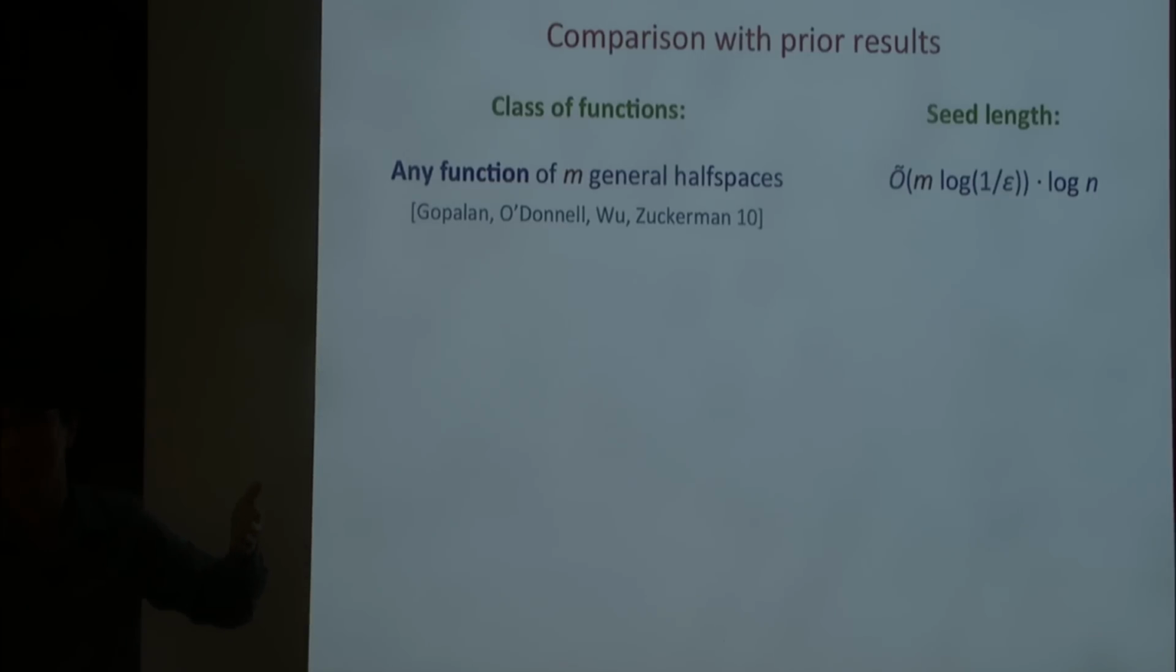Since a single variable is a half space, you cannot hope to do better than m. So that's like a lower bound. So this is a nice result. It's a broad class of functions that they fool.